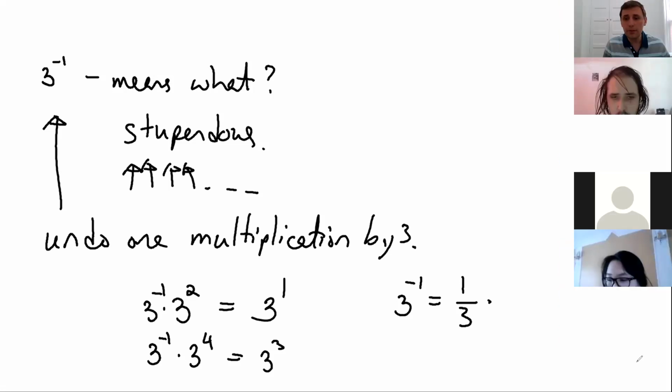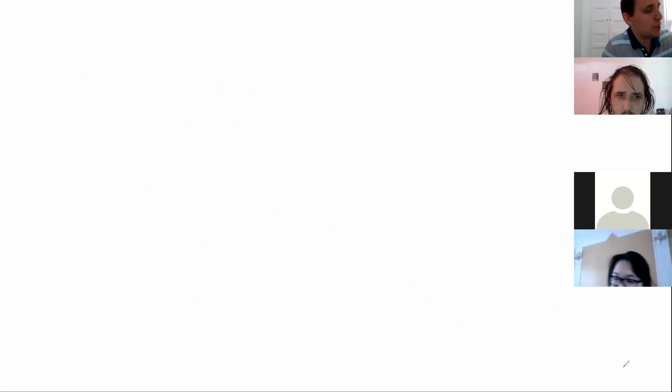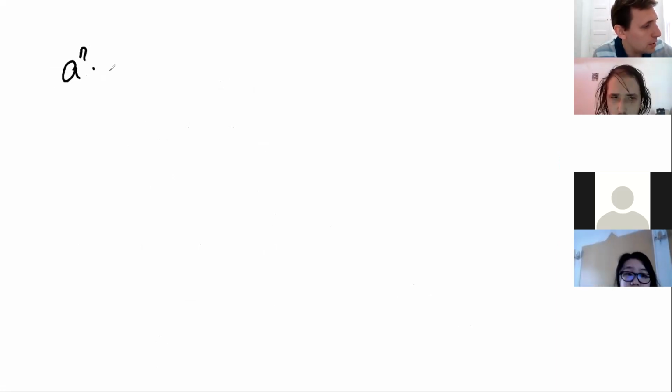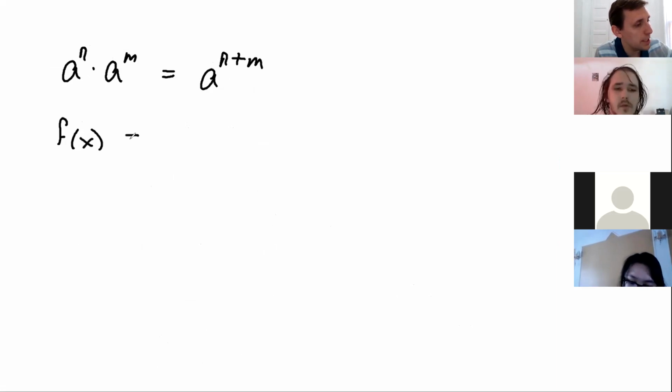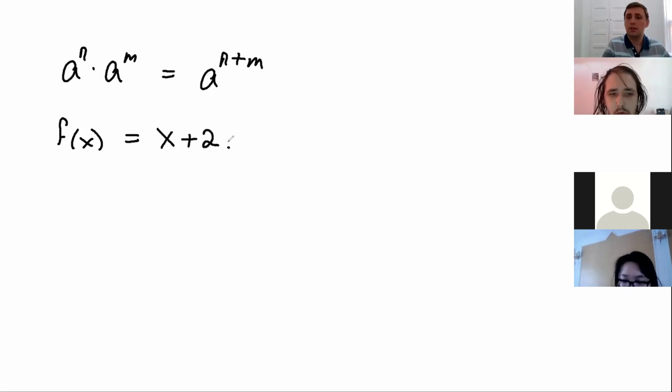So we have those properties when you multiply numbers. For instance, we know that a to the n times a to the m, in other words, if I multiply those numbers, I should get a to the n plus m. You agree? Now, a similar thing happens with functions. For instance, guys, suppose I have a function f of x. Let's make it very particular just so that it makes sense. So it's x plus 2.